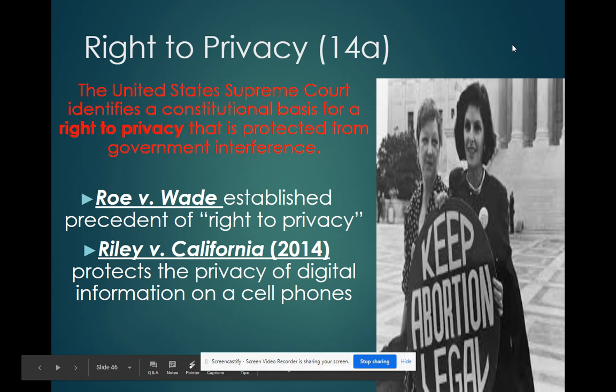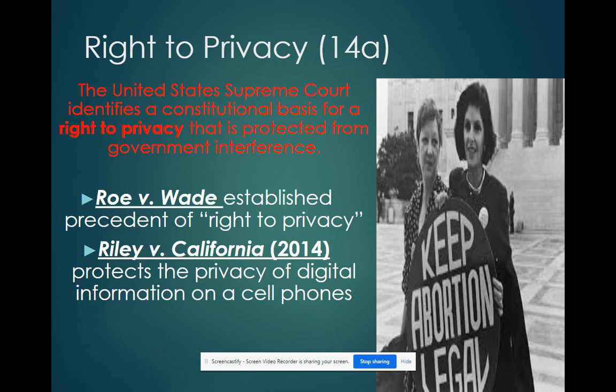Now, a very diverse Supreme Court over the years is going to have different sways and opinions. And one of the big things that the Supreme Court tackles is: is there a right to privacy in the United States? So the United States Supreme Court identifies a constitutional basis for a right to privacy that is protected from government interference.